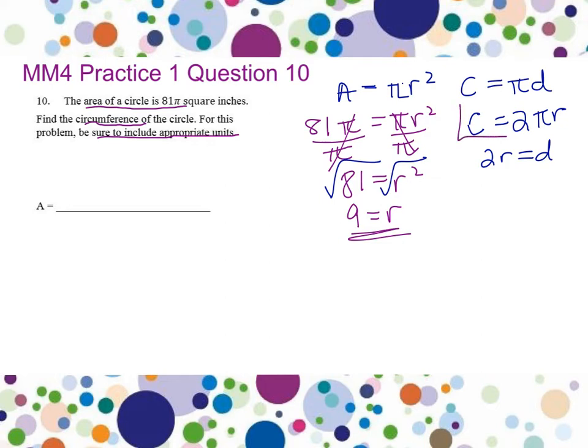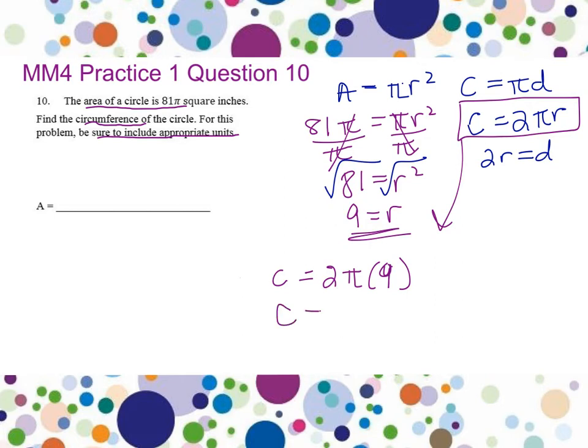So I could either double 9 to get my diameter, or I could just use this equation. And I could say circumference is equal to 2 pi times the radius, which is 9. Oops, that's a 9. So circumference is equal to 18 pi. Now we got to go back and remember our units. If area is in square inches, then circumference will just be in inches.